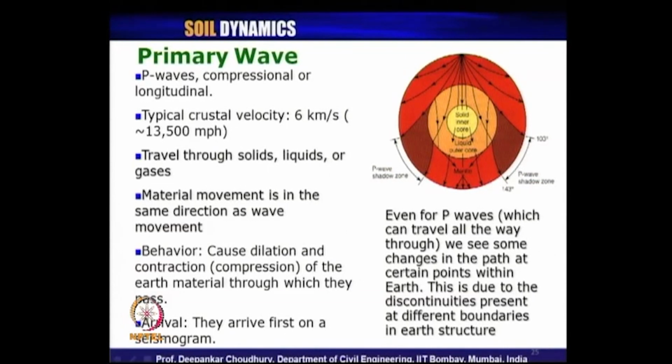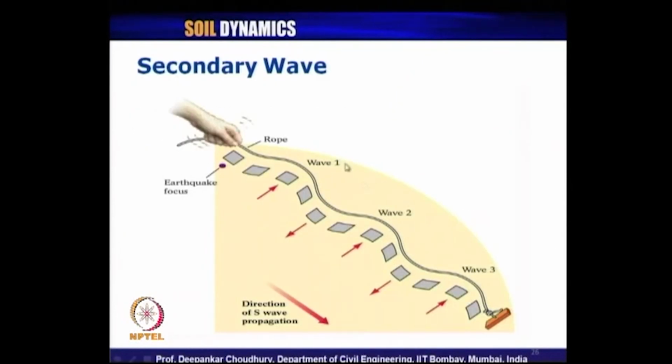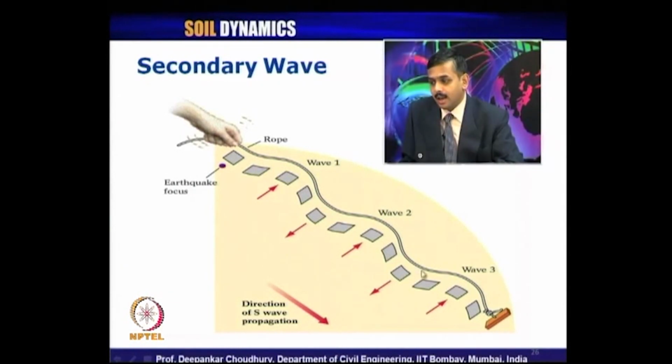Now, let us continue with the same thing for today's lecture with the next type of wave, that is the secondary wave. So, what is the basic behavior of the secondary wave? Suppose the earthquake focus is here and the direction of S wave or secondary wave propagation is in this direction, then its behavior is something like, if you use a rope and it continues vibrating like this. So, it is vibrating in this direction and this direction and this direction. So, this is the direction of motion of the particles.